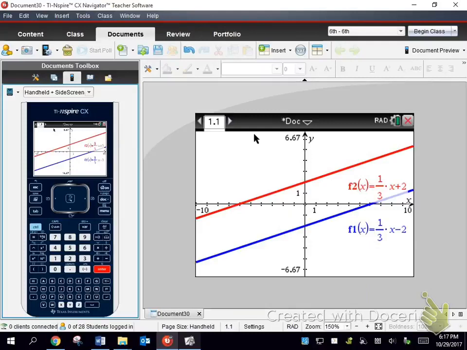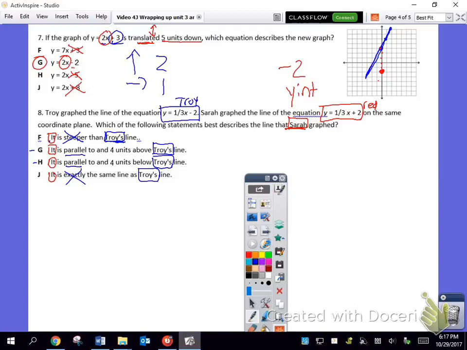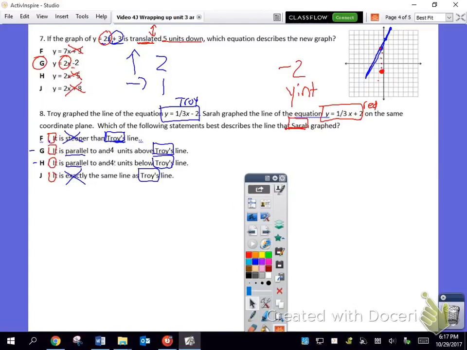Now, do menu 5-1. That's Troy's line, the blue one. But I want to know about the red line. I had to go up. So it refers to the red line. It's parallel and it's above Troy's line. It's above Troy's line, so it's G.